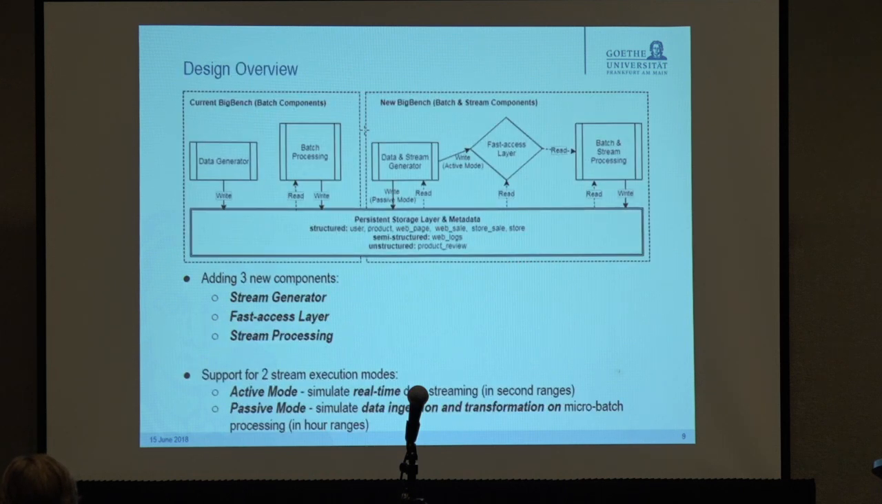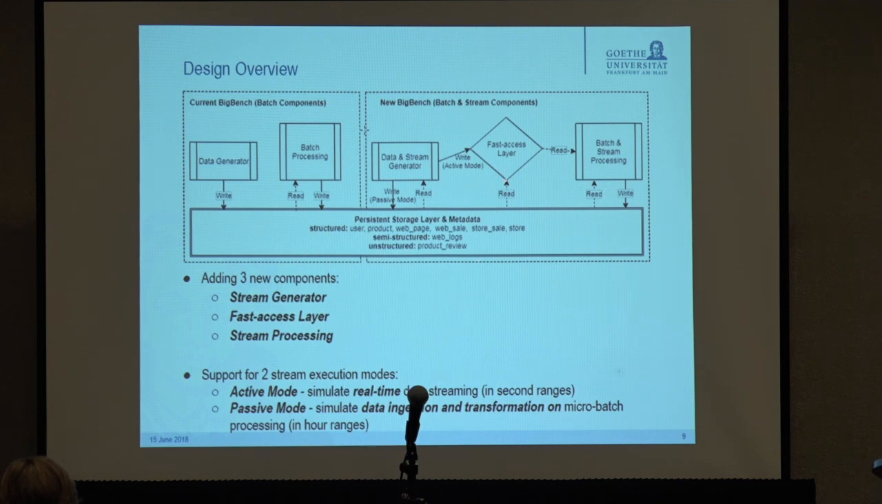And then this is the architecture, the design overview that we came up with. On the left you can see the original BigBench architecture, which is quite simple compared to this one. So let me first explain the original architecture. We had the usual data generator, a persistent storage layer, and then a batch processing layer, and usually this was HDFS: the data was generated, stored, and then read, processed, and the result written back again.